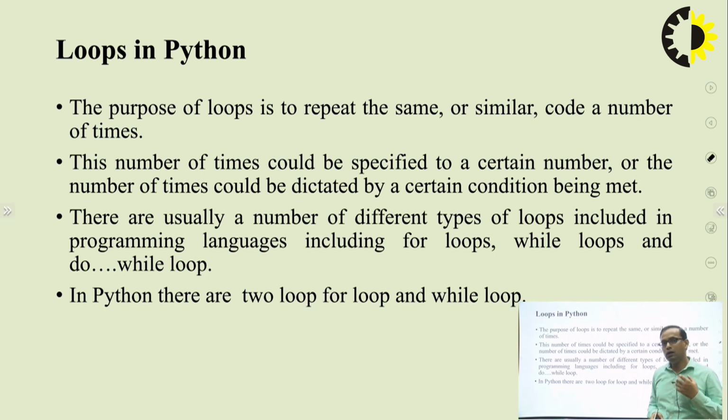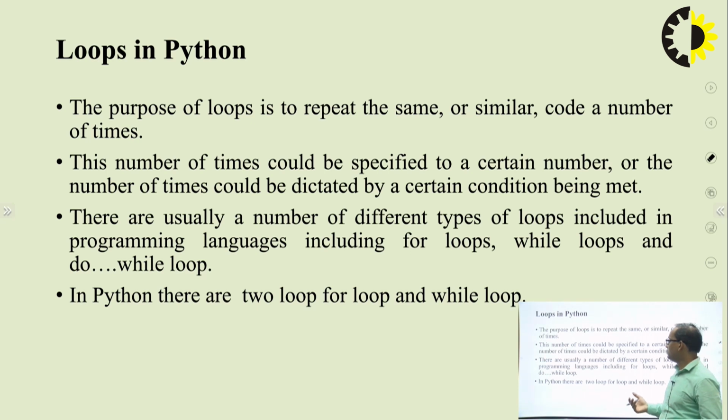How many times a particular statement or block of code will execute depends on the conditions. It means in order to execute the loop, we have to mention certain conditions. The number of times could be specified as a certain number, or it could be dictated by a certain condition. Until that condition is satisfied, the statements written inside the loop will be executed. As soon as the condition becomes false, program control comes out of the loop and executes the next statement.